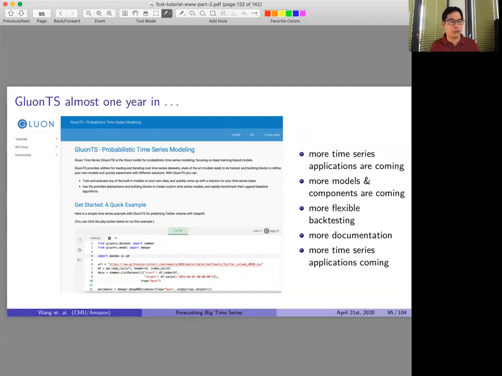So we want to broaden the horizon a bit more and go into other applications that need time series analysis. We will have more models and other components coming in. I mentioned normalizing flows as an example that is hopefully going to come in soon. And then there's some general work that we need to do, and hopefully the community helps us also, to make GluonTS more flexible for backtesting. Of course, documentation could always be better.